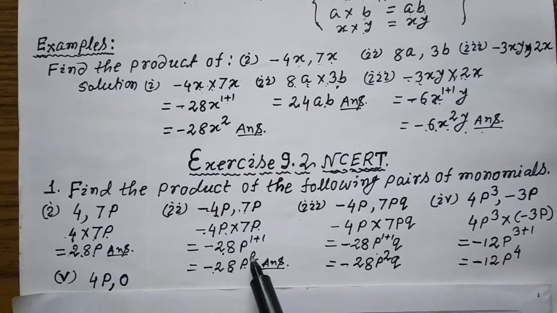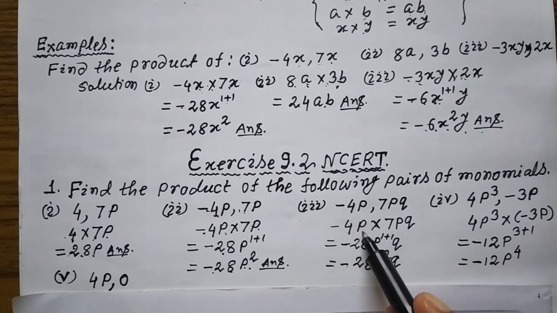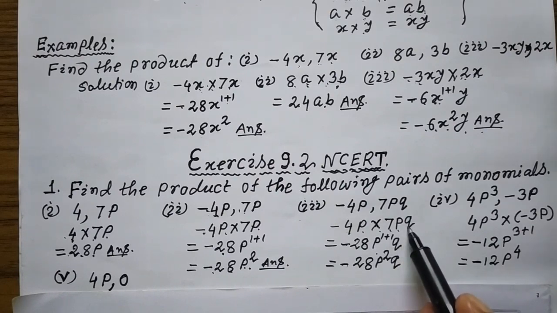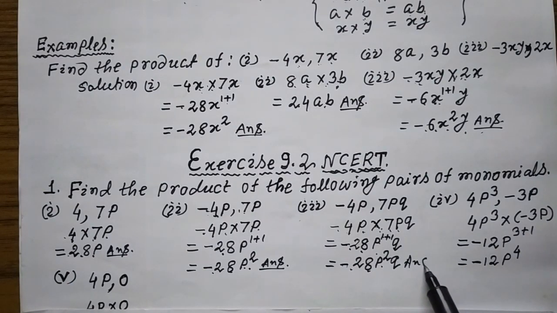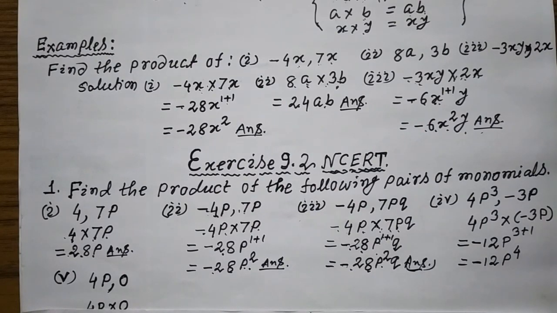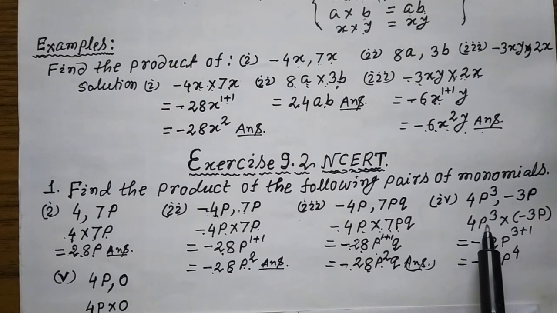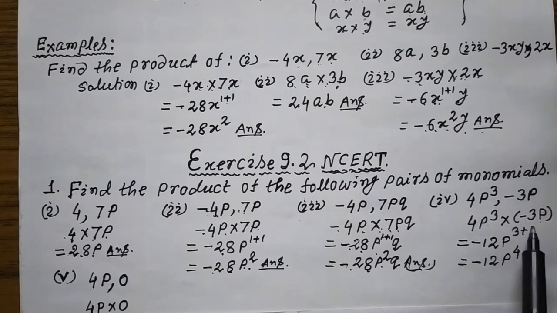Minus 4p and 7p, minus a plus a minus, 4 times 7 is 28, and power shall be added, minus 28p square. Here the minus 4p into 7p cube, so minus a plus a minus 28, 4 times 7 is 28, and p and p the same base, power 1 plus 1, and q will be adjusted, that minus 28p square, and this is the answer.